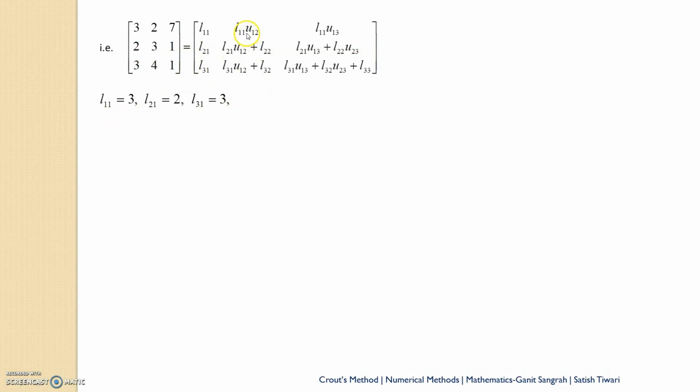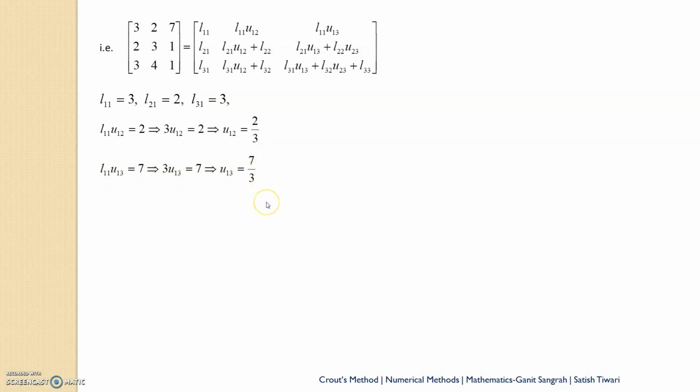Now I equate this quantity L11 U12 with this 2. अगर मैंने उसको equate किया, but you know the value of L11, it is 3. इसको हम यहाँ substitute कर देंगे. So I will get the value of U12 as 2 by 3. Now I equate this L11 U13 to the 7. इससे equate करते हैं हम. You know the value of L11, again put it here, that is 3. So U13 will be, what is it?